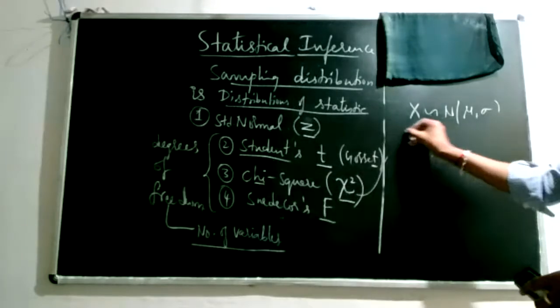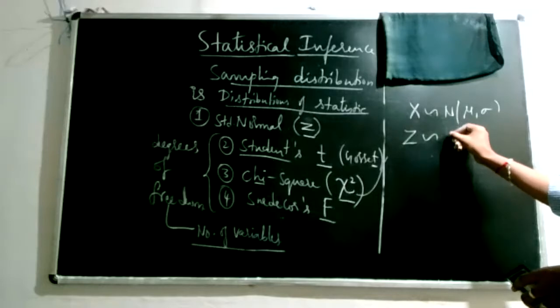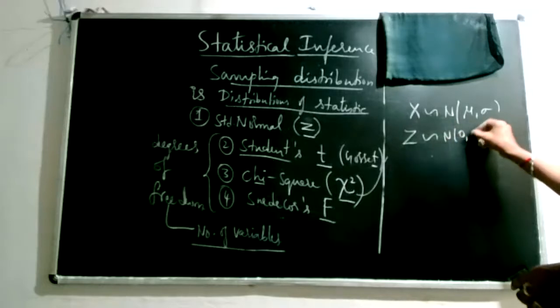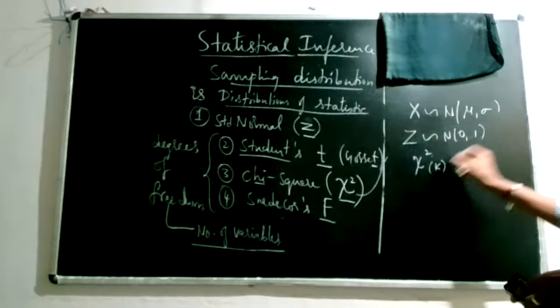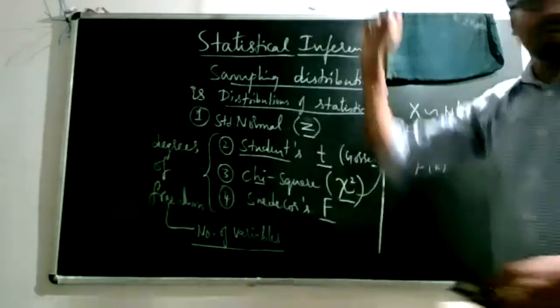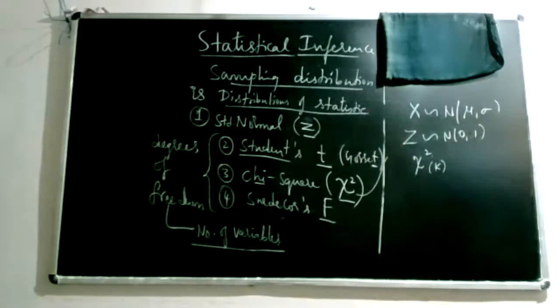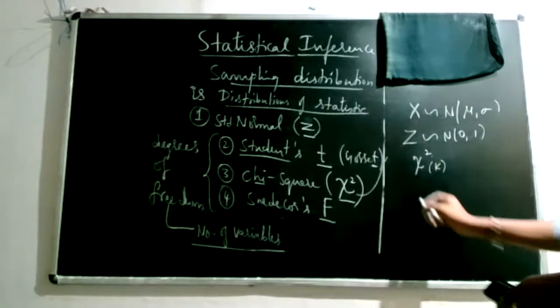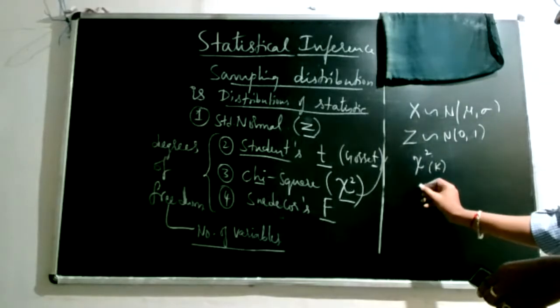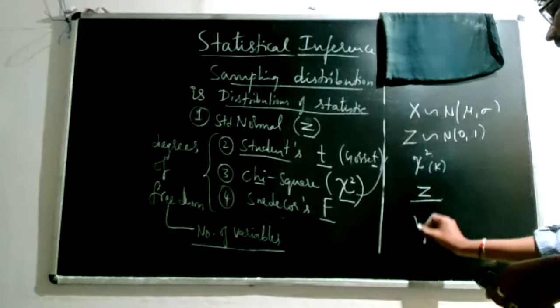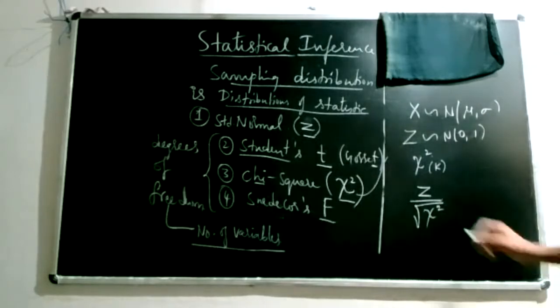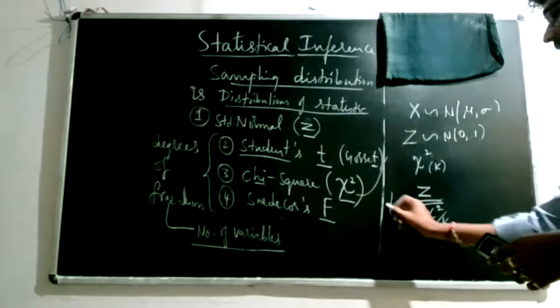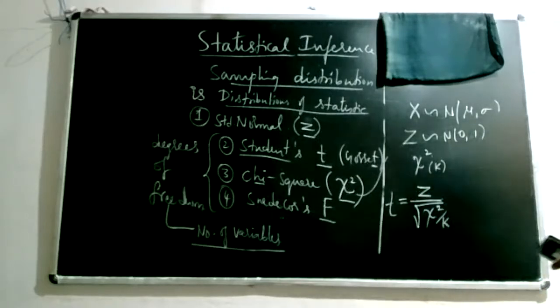Now, we are familiar with our x, our z, and then I have a chi-square with some k degrees of freedom. So next, I use this z as well as this chi-square and see what happens when I take the normal over the square root of chi-square. So this is technically how the t distribution is invented.